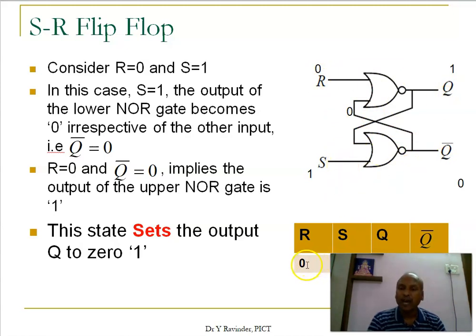So when R is 0 and set is 1, Q is 1 and Q bar is 0. So we have tried to understand set and reset. When reset is 1, set is 0, the output is 0. When the reset is 0 and the set is 1, the output is 1, and the Q bar, the complement of the output, is 0.